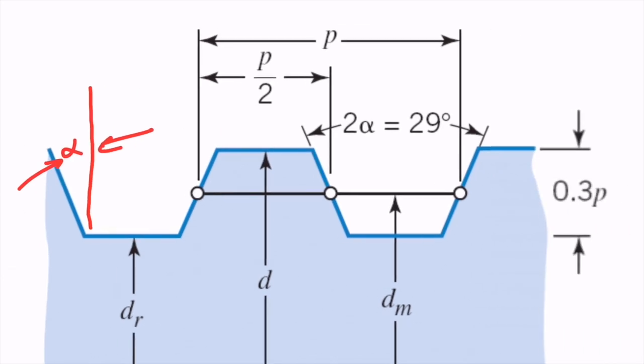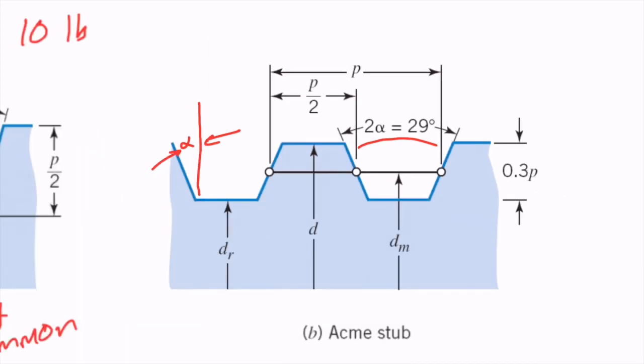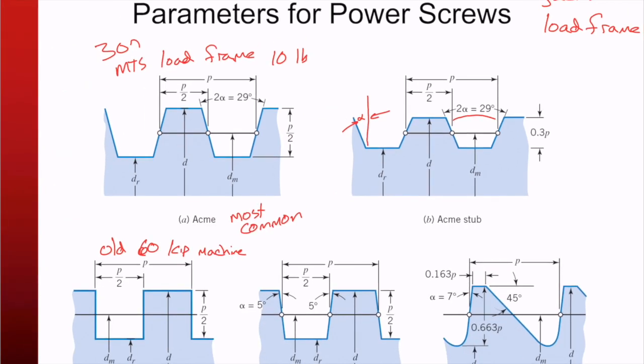So that means the angle between here is 2 alpha. That's just, oftentimes threads are given by 2 alpha. I don't really know why. That's just kind of how it is. All right, so I think that's enough on the terminology there.